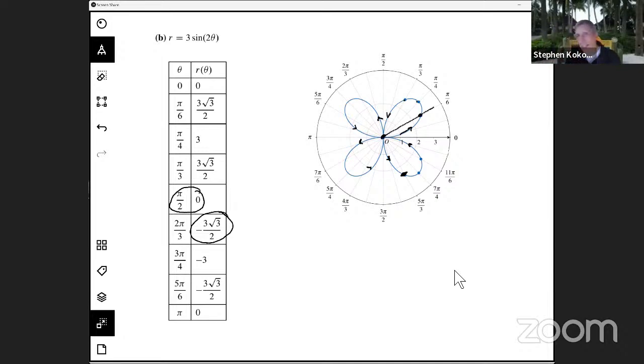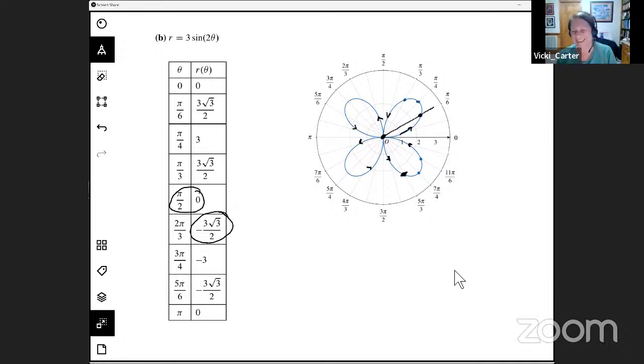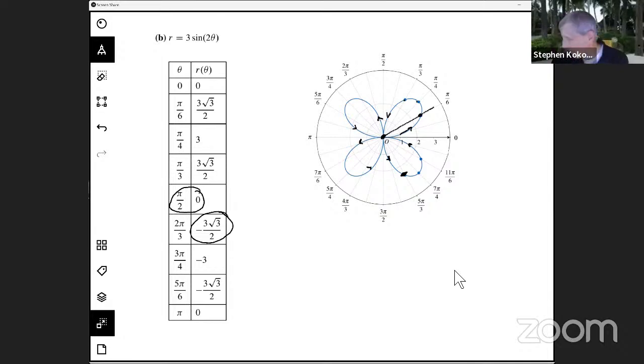How about that? So what do we call this one, Vicky? A four-leaf rose? Yeah, a rose. How about that? That's cool.